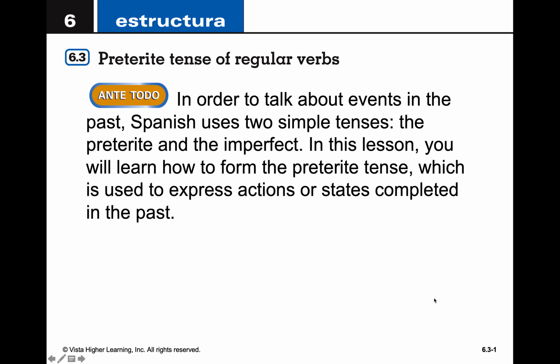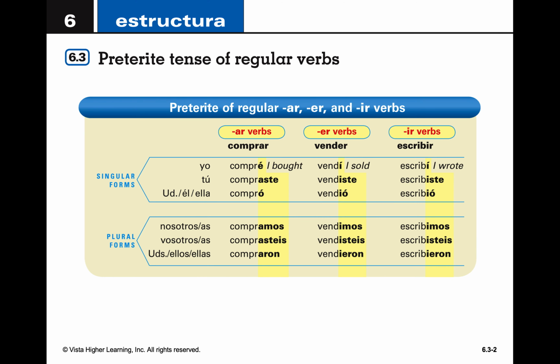We're going to continue in Lección 6, and we're going to talk about the preterite tense of regular verbs. In order to talk about events that occurred in the past, Spanish has two options for tenses that are considered simple. We have the preterite and the imperfect. In this lesson, we're going to learn how to work with the preterite tense, which is used to express an action or a state that has been completed in the past.